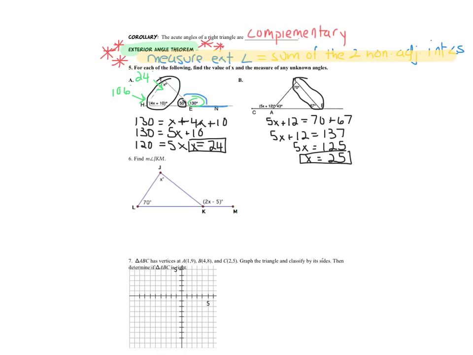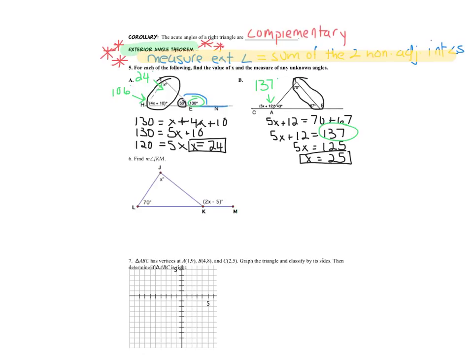Right, but then I have to find all the unknown angles. So the only unknown angle here, I would do 5 times 25 to get this exterior angle. 5 times 25 is 125 plus 12, 137, which we did say that's what the exterior angles add up to.